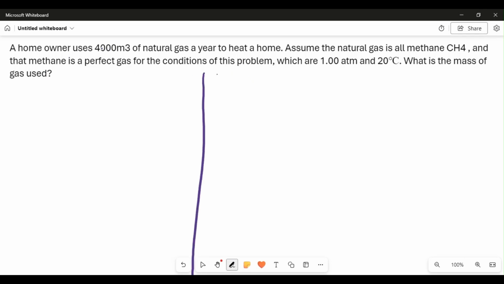We're going to be solving the question on the screen: a homeowner uses 400 meter cubed of natural gas a year to heat a home. Assume the natural gas is all methane and that methane is a perfect gas for the conditions of this problem, which are 1 atm and 20 degrees Celsius. What is the mass of gas used?